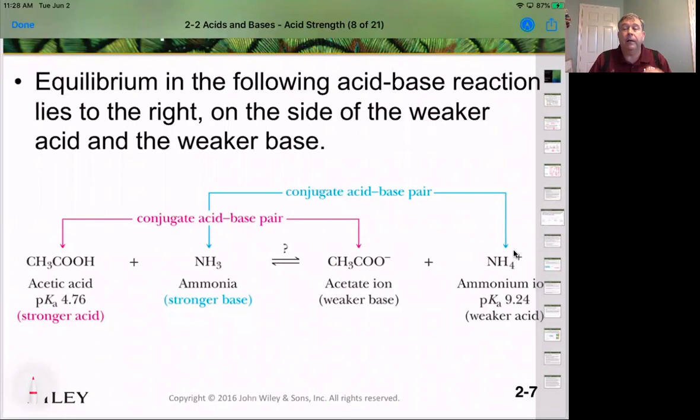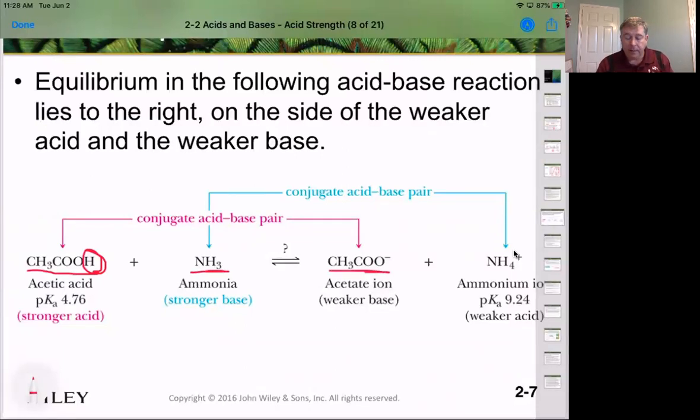All we care about is what is the acid on each side of the equation first. Okay, so on this side right here, this is the one that's going to give away the proton. That means it's the acid. This is going to accept the proton, making it the base. We're not going to worry about that.